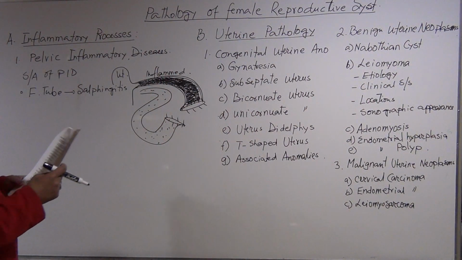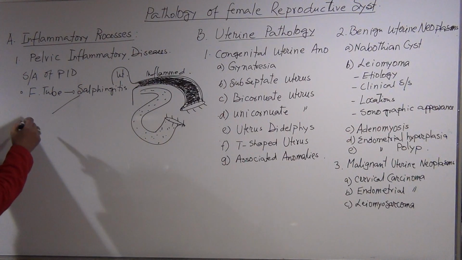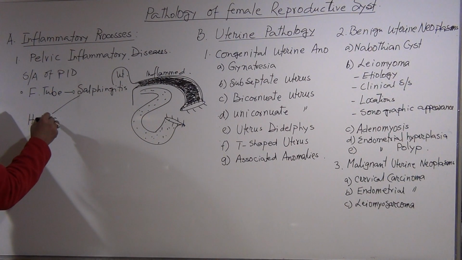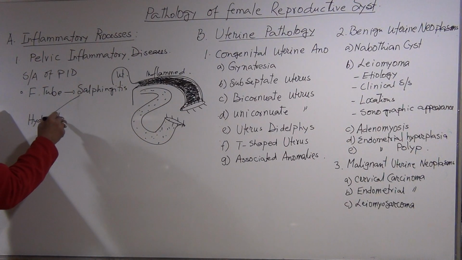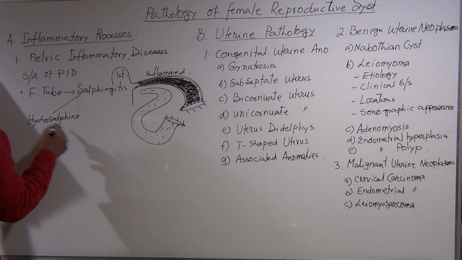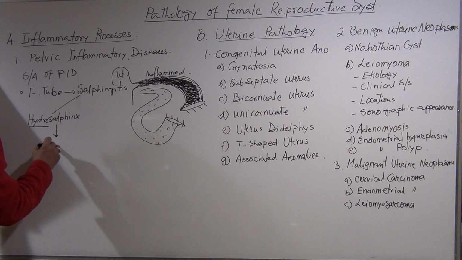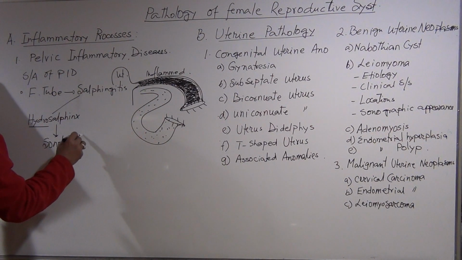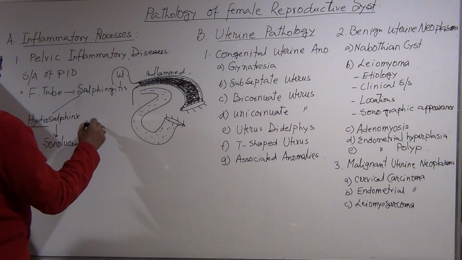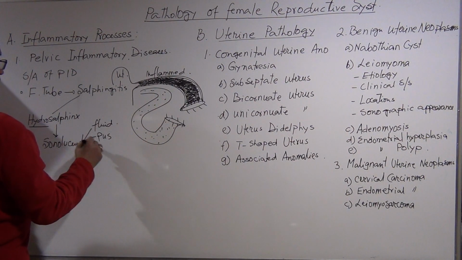At this time, we call it hydrosalpinx. So, salpingitis will cause hydrosalpinx. Hydrosalpinx means watery, fluid, right? And it gives the sonolucent appearance. And this sonolucency can be due to fluid, due to pus, due to blood.